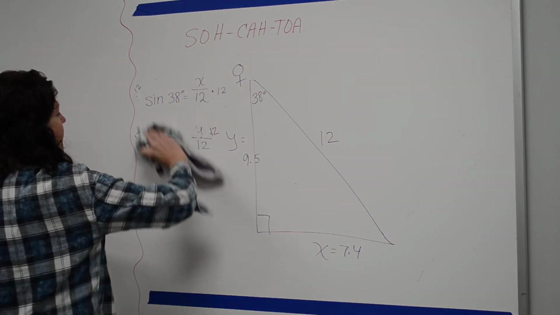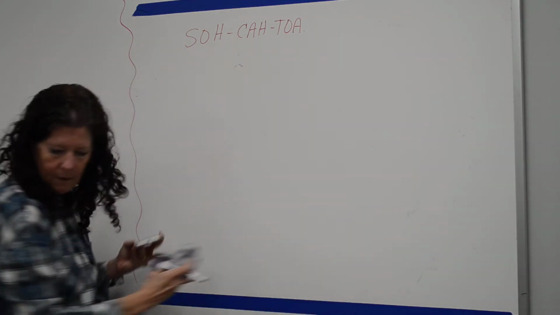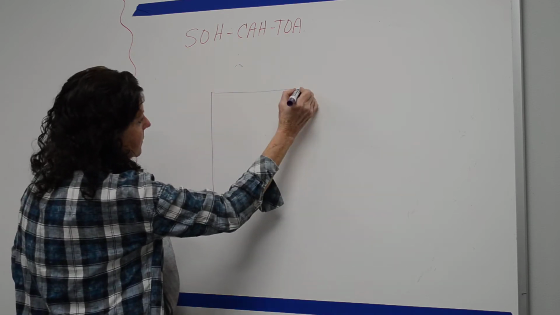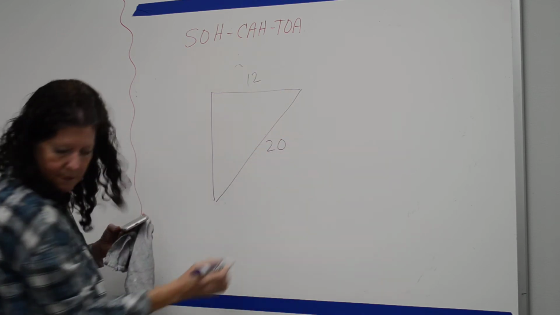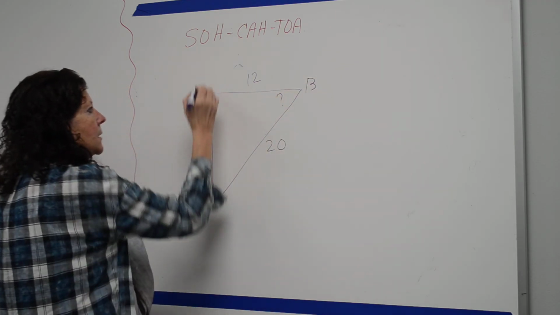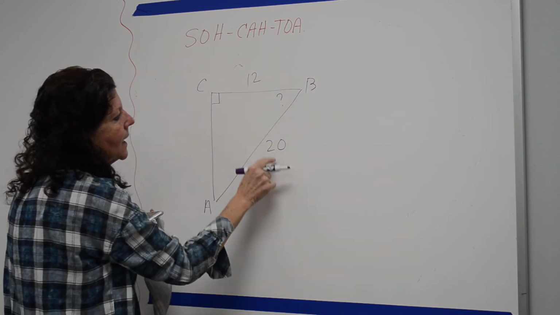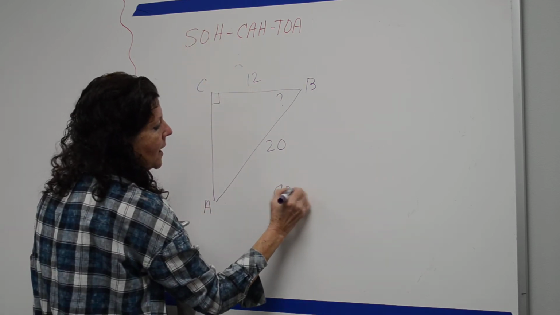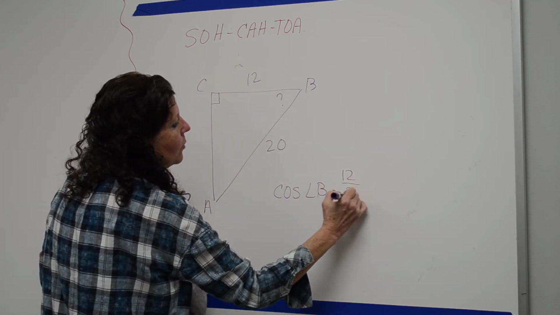Let's do one where you have to find the angle. I know two sides. I know this and I know this. And I'm looking for that angle. Well, if I know adjacent and hypotenuse, adjacent and hypotenuse is the cosine. So the cosine of angle B is equal to adjacent over hypotenuse.